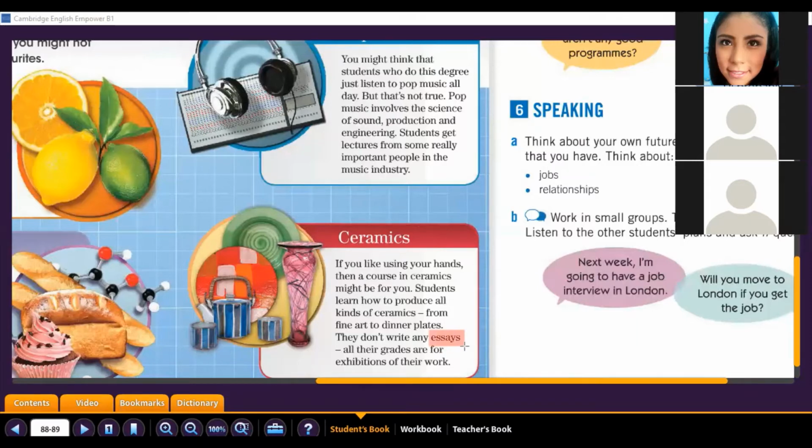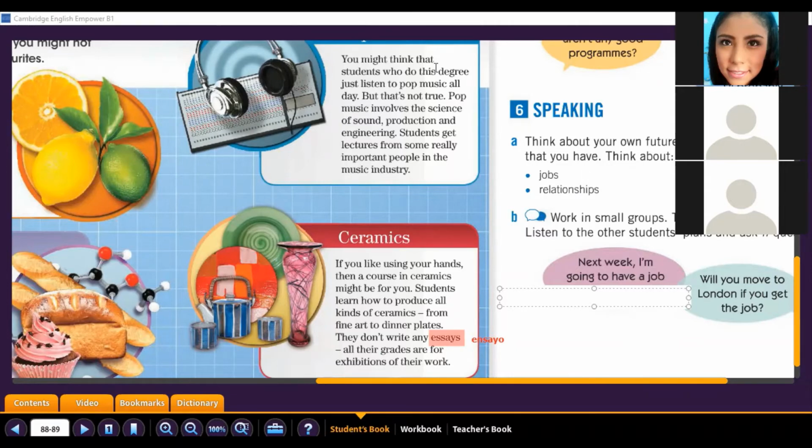No deben escribir ningún qué. Ensayo. Ensayo, exactly. This word is very similar to the one in Spanish, right? No deben escribir ningún ensayo. All their grades are for exhibitions of their work. Es decir, que todas las notas, todas las calificaciones son por presentaciones de su trabajo, no exposiciones.